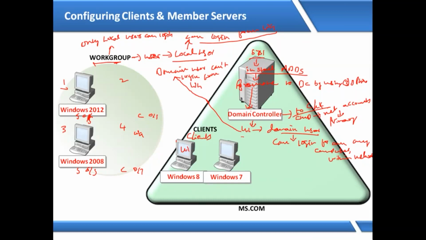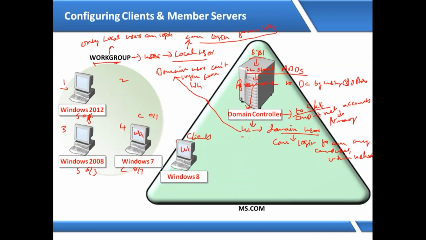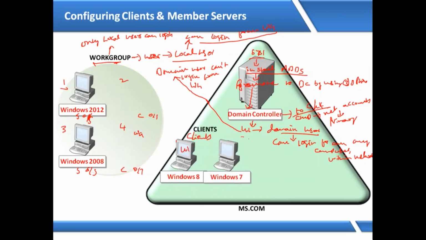Okay, I hope you are following. Understood. Before joining, that same machine is workgroup. But once a computer is joined into the domain, then that computer is called a member server. So a domain user can log in from any machine within the domain. In real time, all the machines will be joined into the domain. That's why whichever machine is free, any user can log in from any machine.